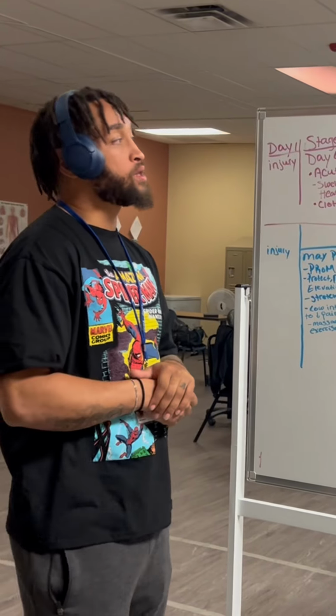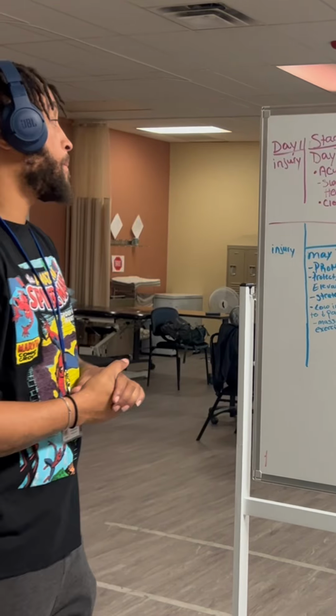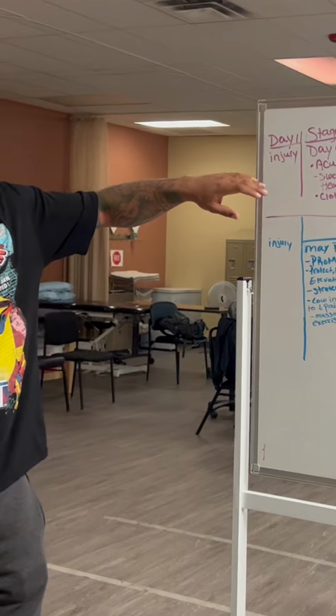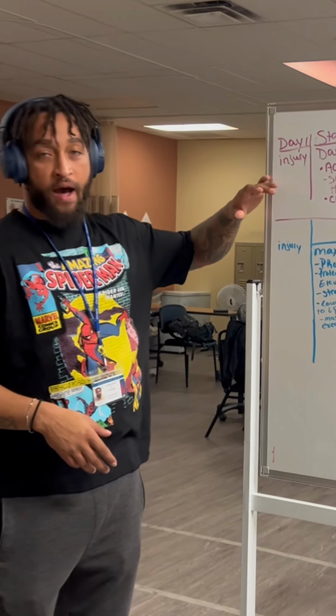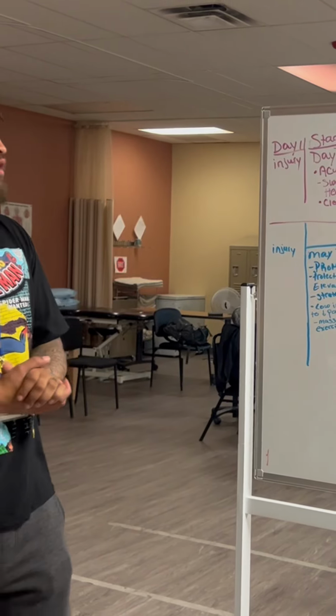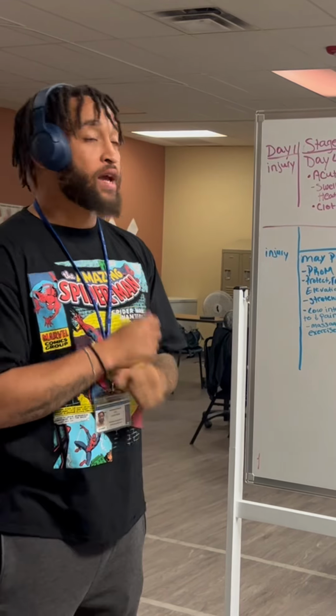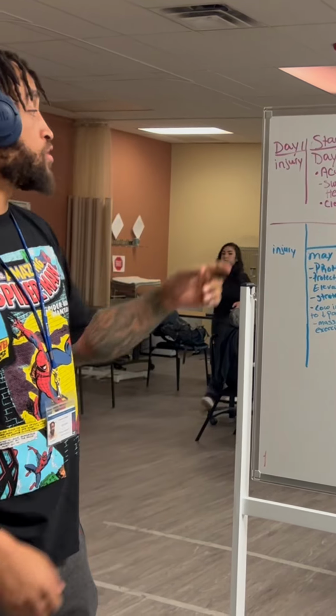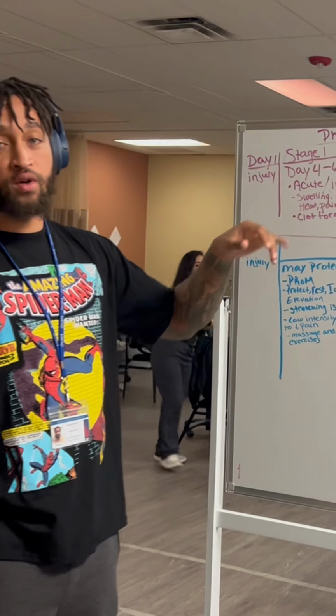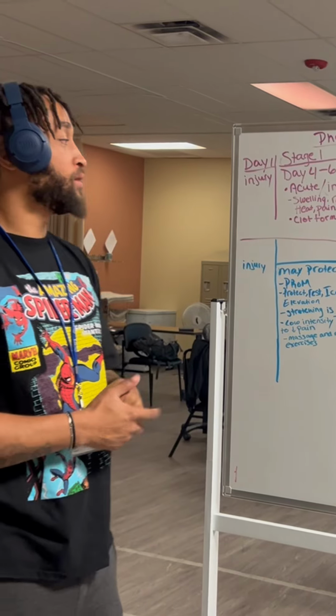Today we're going to be discussing the phases of healing and rehab. So on day one, you have the injury. The injury first occurs. Then when we get to stage one, that's going to be day 4 through day 6. This is going to be the acute or inflammatory stage.